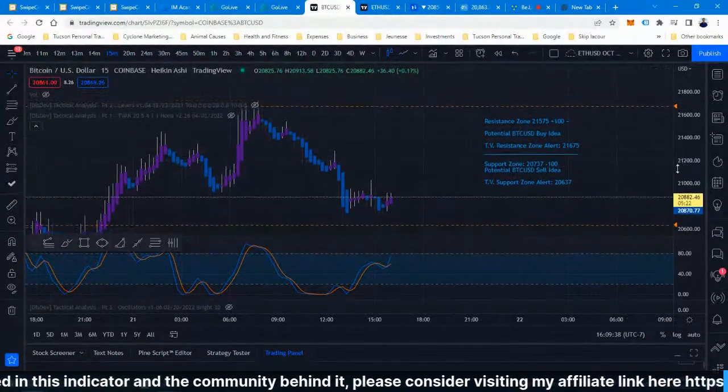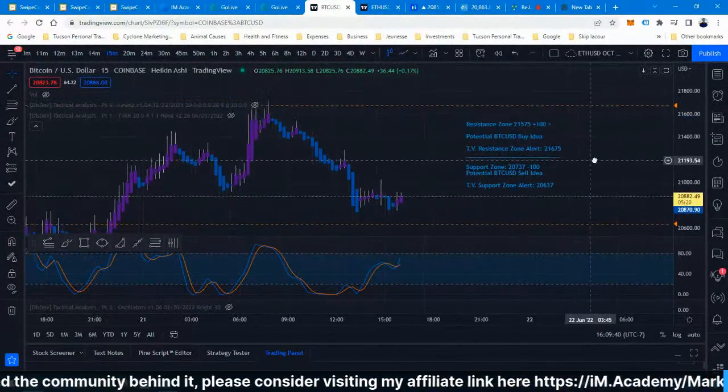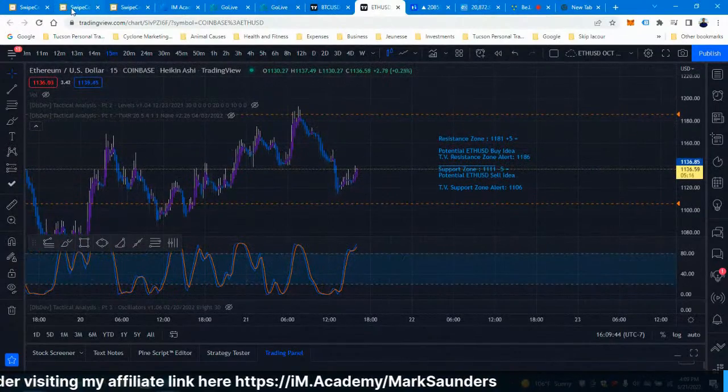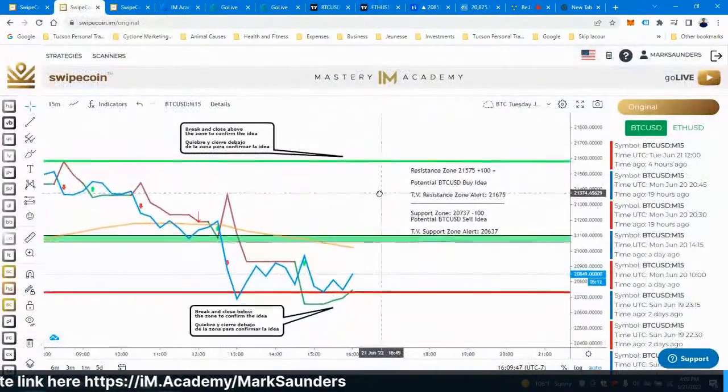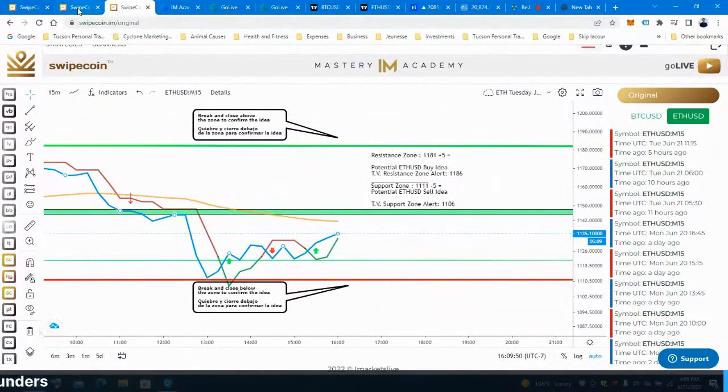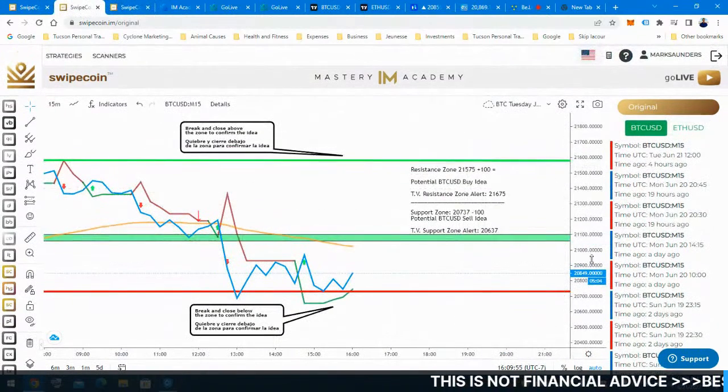But this is actually for scalp trading. So these are my zones for Bitcoin. These are my zones for Ethereum. This is what it looks like on the swipe coin scalper. This is Ethereum, if you want to screenshot this. This is Bitcoin, if you want that.